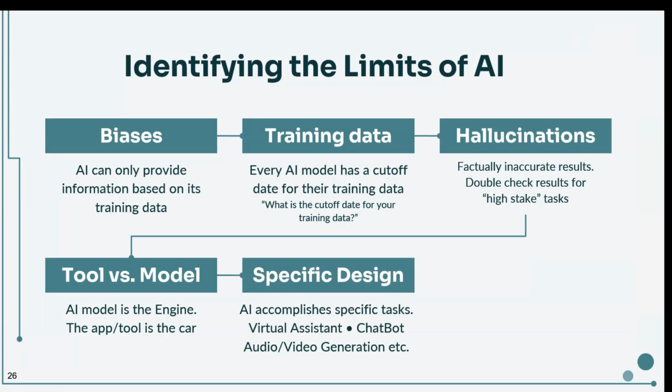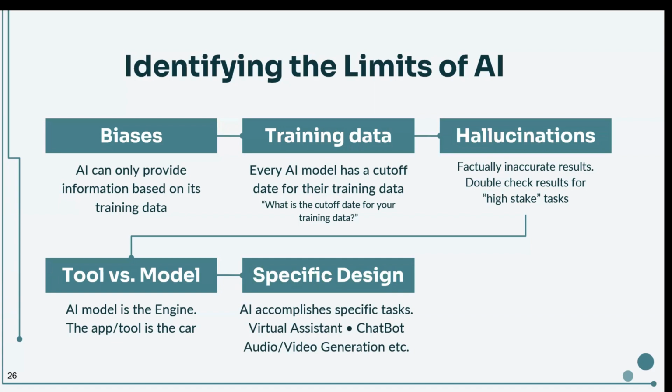So let's get to specific design. AI accomplishes specific tasks like virtual assistants, chatbots, audio and video generators, etc. This is where the difference is between an agent or agentic AI that is specifically designed to do one thing versus a multimodal AI that is able to do text to text, voice to text, video to text, 3D imaging to text. Multimodal means it can do a bunch of different things. It's not specifically designed to do one thing.